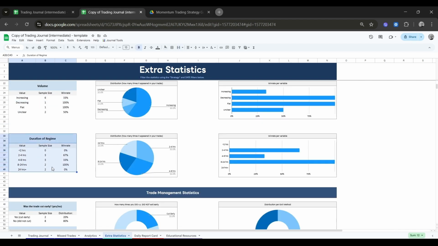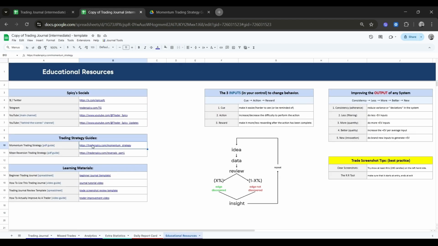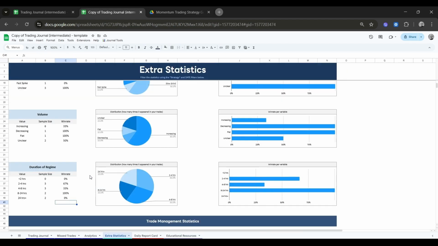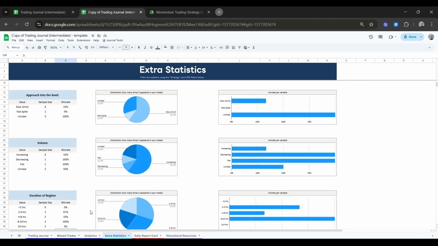Now, duration of regime, this isn't specific for momentum or mean reversion, but there's more information about duration of regime in the trading strategy guides. Okay, sweet. But the main point of this tab is for you to collect data and see the impact of these 3 variables on your win rates and adjust accordingly.